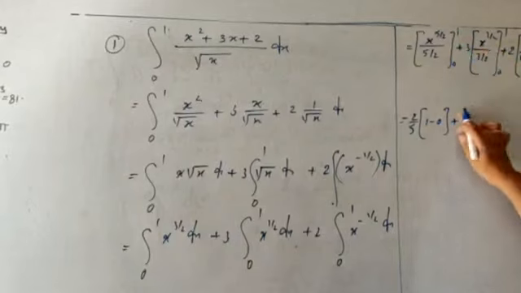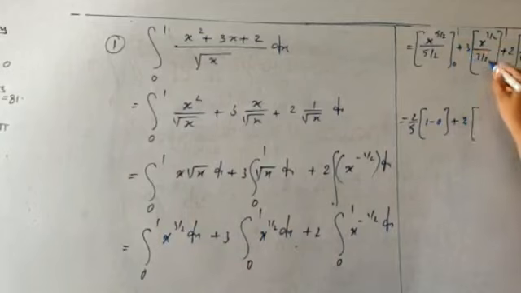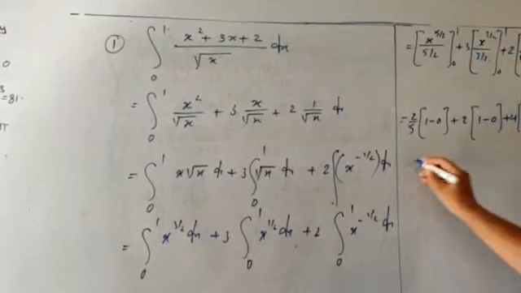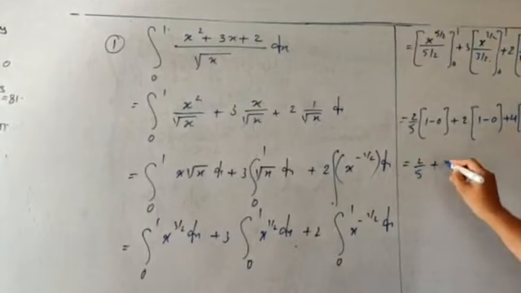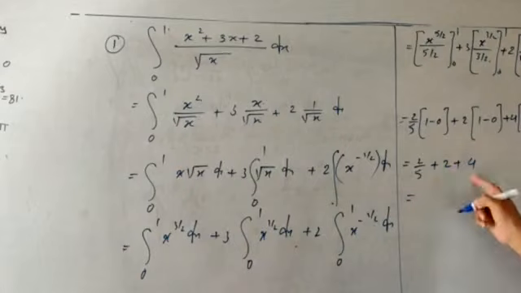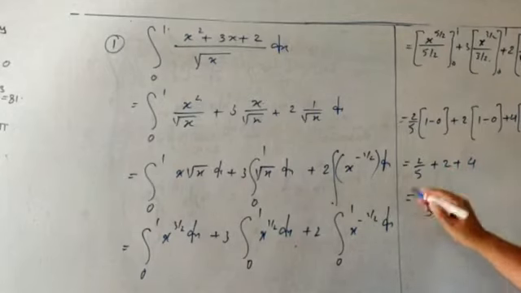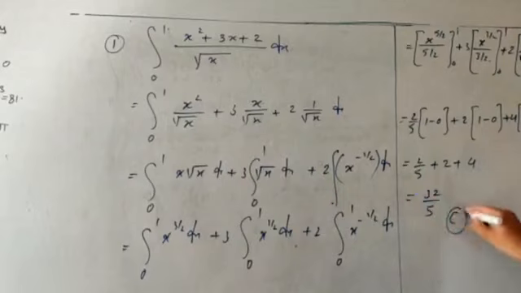This 3 will get cancelled, and this 2 will go on the numerator, so it is 1 minus 0. And this 2 on the top becomes 4, so it is 4 times 1 minus 0. So in short, this is 2 by 5 plus 2 and plus 4. Simplify this, so it is 6, and if you take the LCM, amongst the options C is the possible option. This is 32 by 5. So C is the answer.